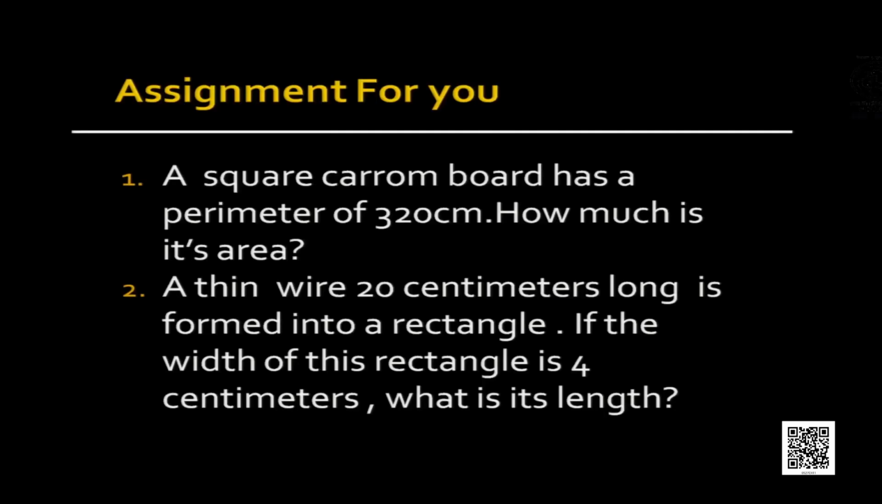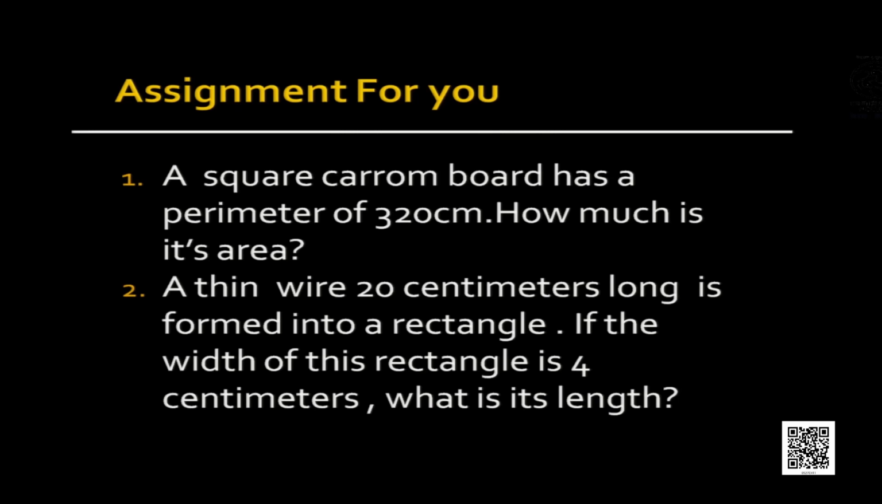So assignments for you children: a square carom board has a perimeter of 320 centimeter. How much is its area? I have already explained how to calculate perimeter and area. Here perimeter is given, you have to find out its area. Next one is a thin wire 20 centimeter long is formed into a rectangle. If the width of this rectangle is 4 centimeter, what is its length? Okay, understand the question and try to find out the answer.